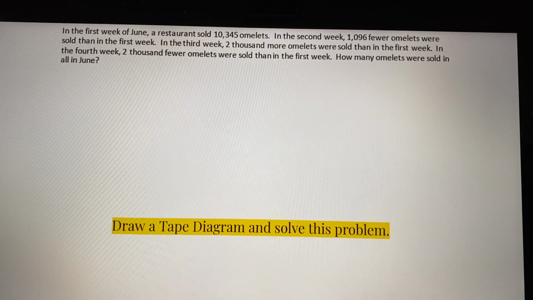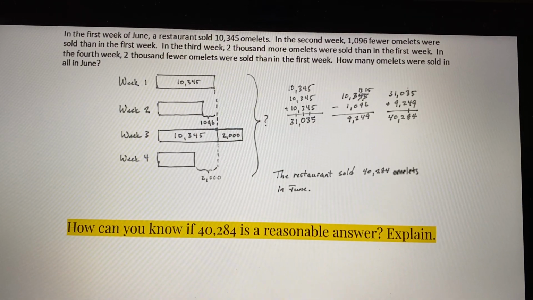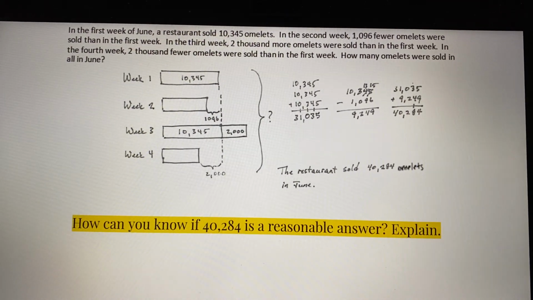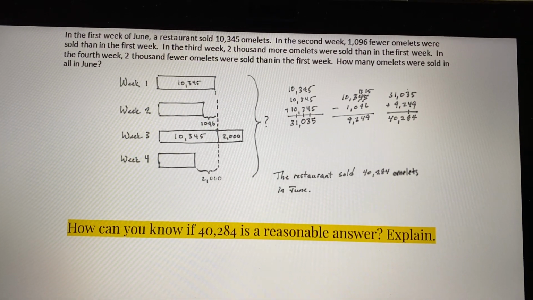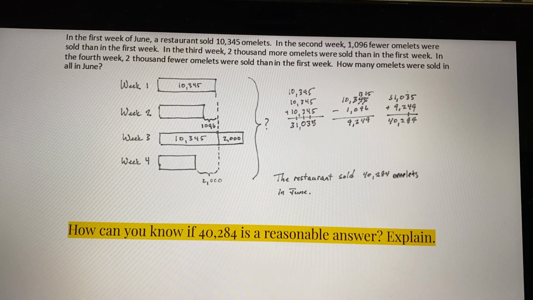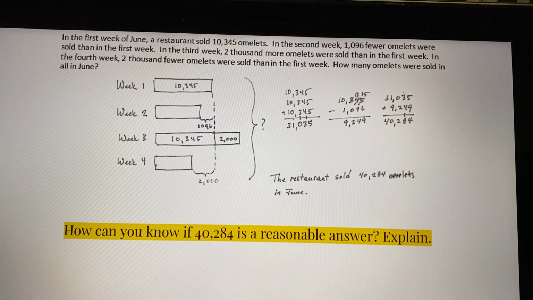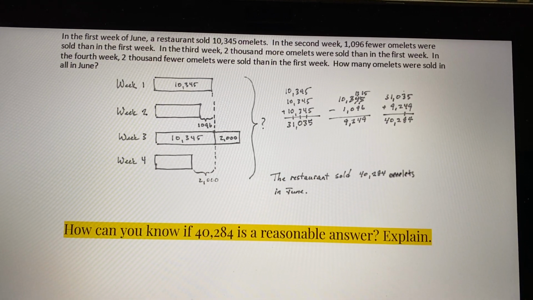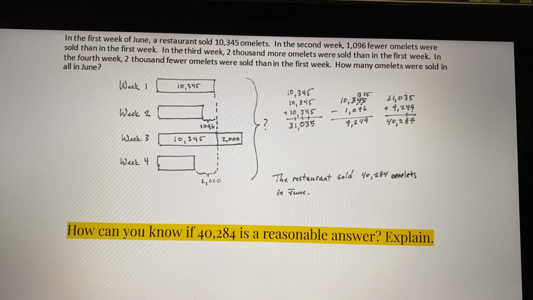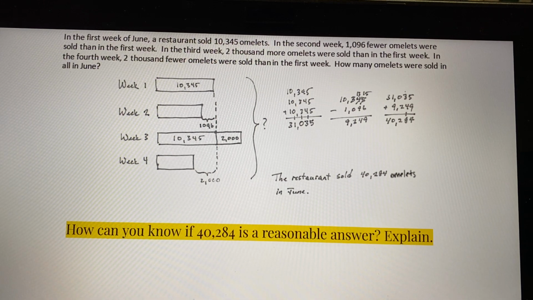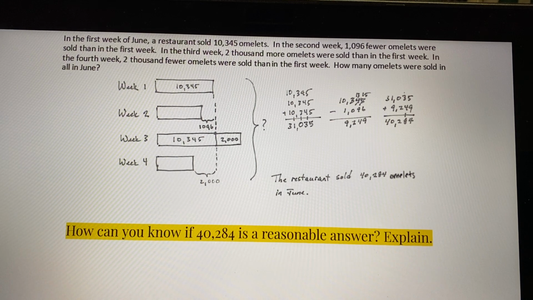We're going to do a tape diagram to solve this problem. And there's one possible solution. So we have 4 weeks labeled. All right. So it looks like they added 10,345 3 times for week 1, week 3, and week 4.